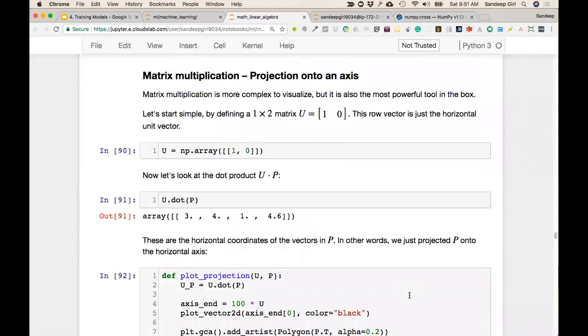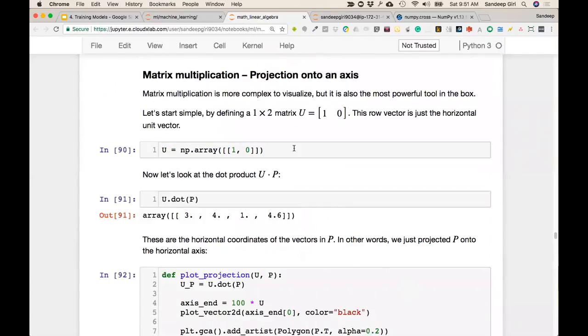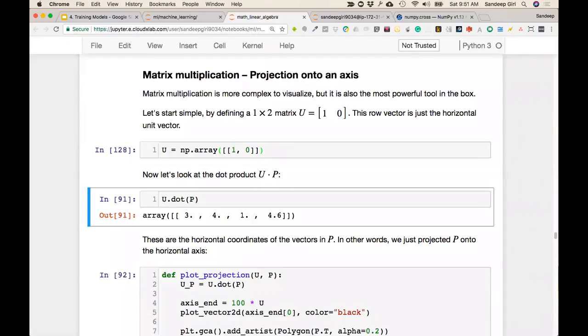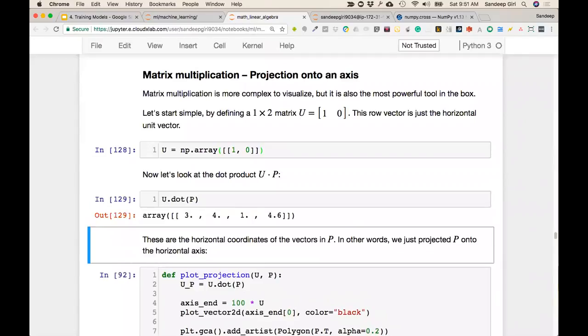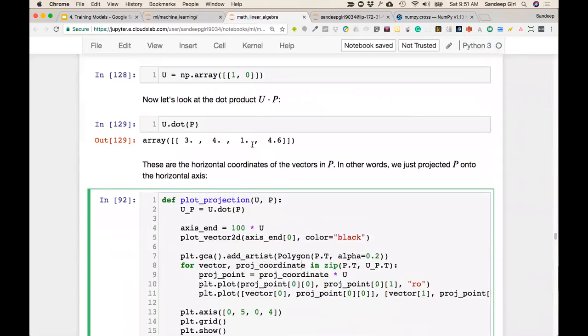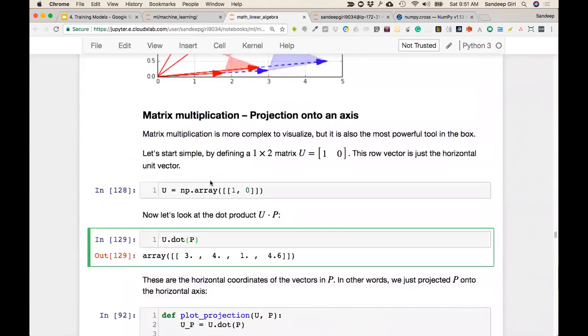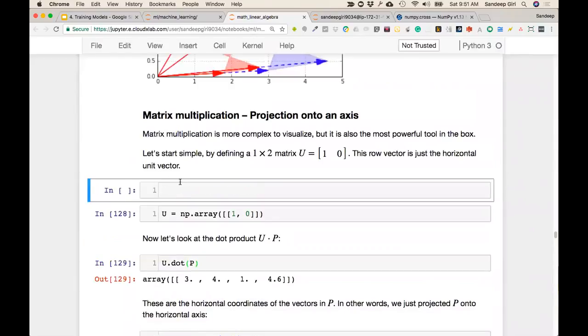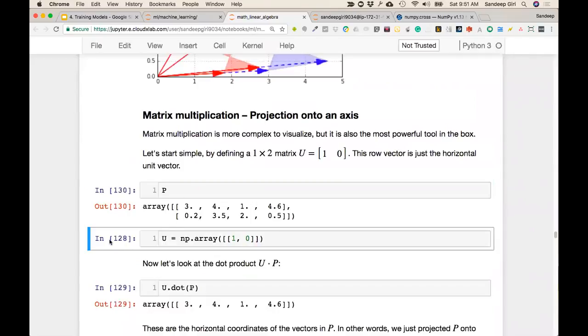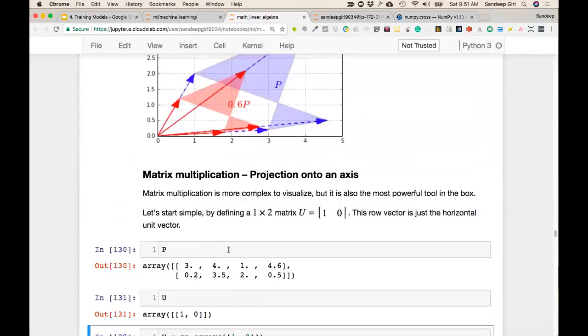Okay, now we talked about projections on an axis. Projection on an axis is something really simple. I'll show you. Projection is more like a shadow. All right, so let's say we have U and P. What is P here? We have two matrices, P and U.